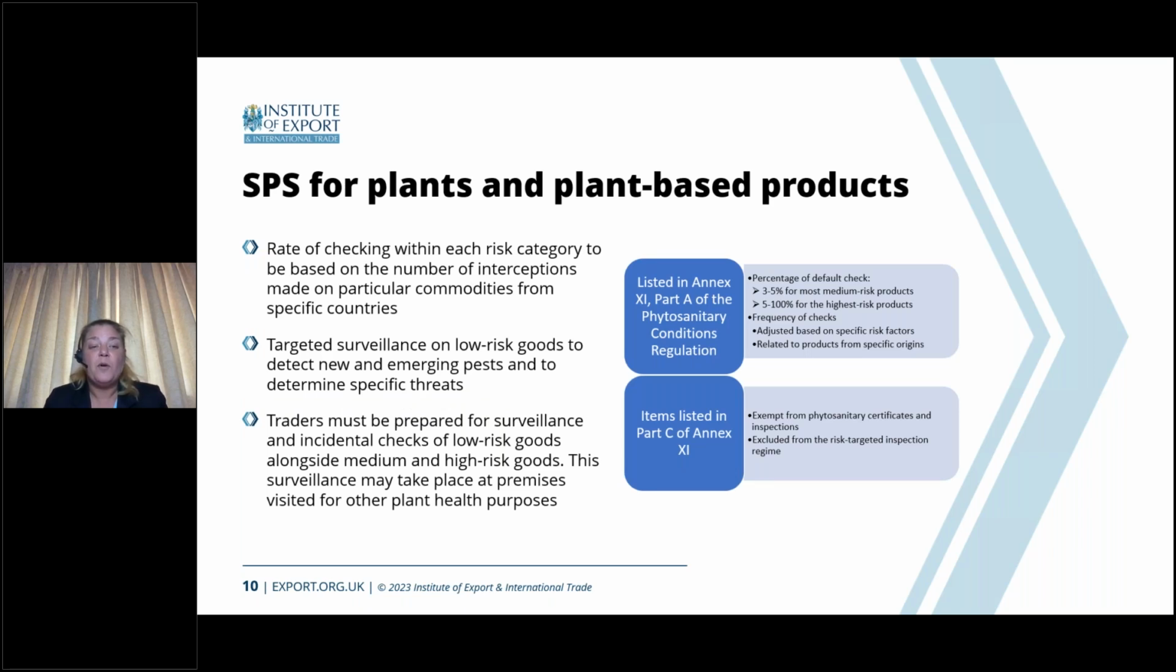Next slide, please. So we're going to look a little bit more at the actual checking rates that they will do on those goods. As you can see here, there's a dramatic reduction, to 3 to 5% for most medium risk products within the plant or phytosanitary areas of imports and exports. There will be 5 to 100% for the highest risk products, and they will look at the frequency of checks of this. Again, this will also be based on the origin of those goods. If goods come from a higher risk area, they will therefore receive a higher inspection rate.